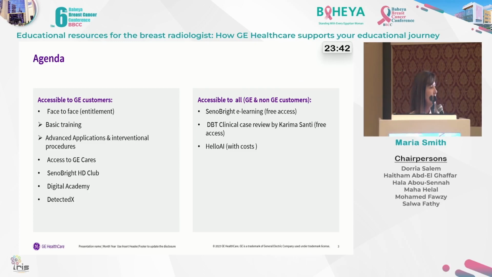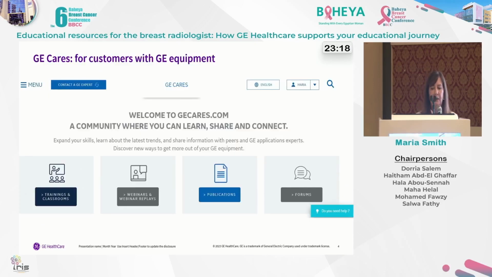But I wanted to take it a little bit further, because you also may not know that you've got access to things like GE Cares, the SenoBright HD Club, which is a platform for CEM users, the Digital Academy, and DetectedX. That's available to GE customers. But then we've got other resources that are available to anyone as long as you've got online access. That's what I'm going to be doing.